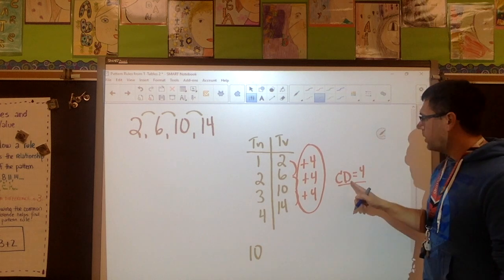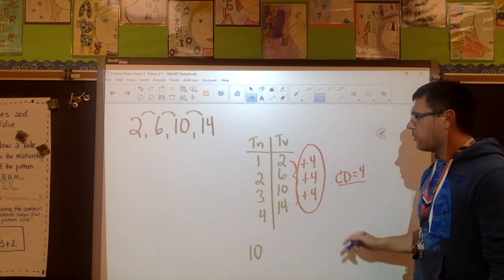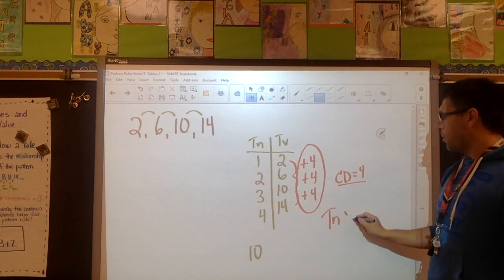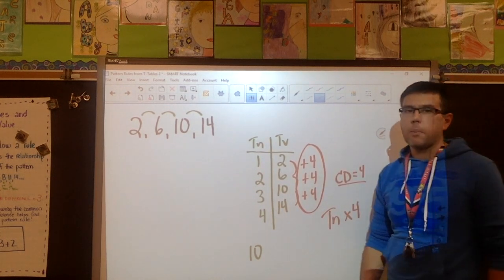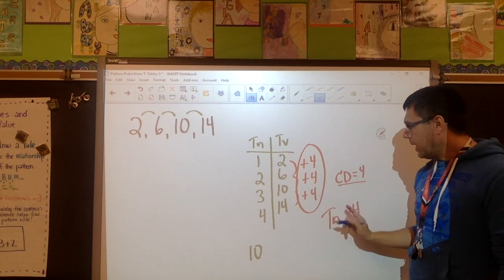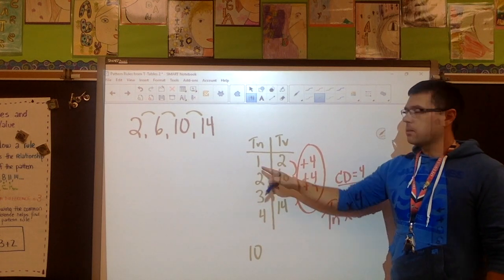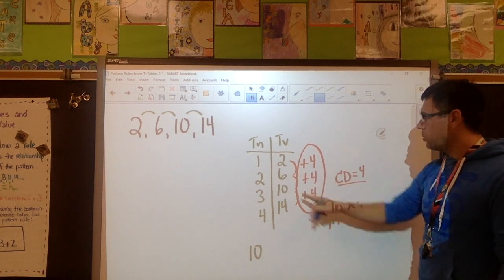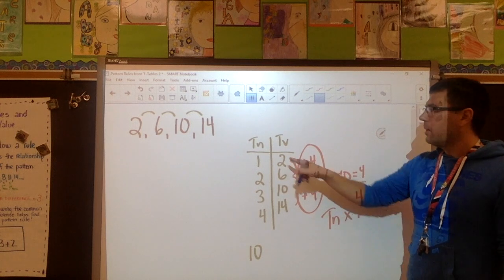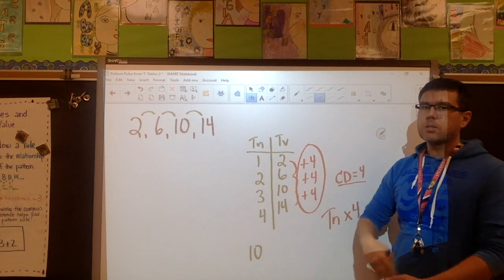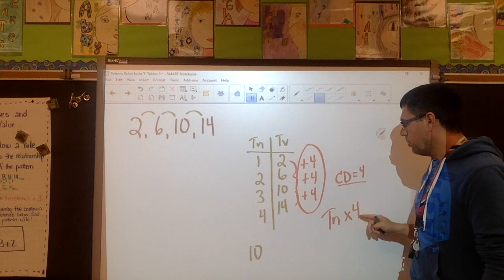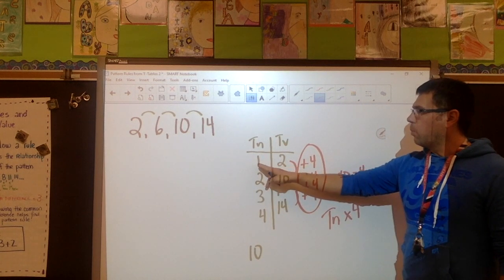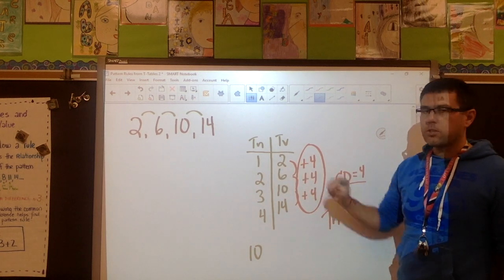All right? So what does that tell me? That tells me the beginning of my pattern rule. Hopefully you figured out that that means that the term number is being multiplied by 4. That's the beginning of the pattern rule. But if you apply that only to the term number, you don't get the right result because 1 times 4 is 4, not 2. So something else must have happened in our pattern rule. We can't just multiply by 4.